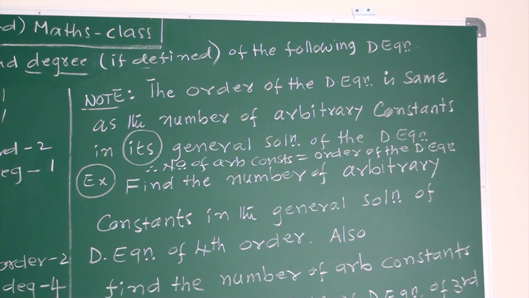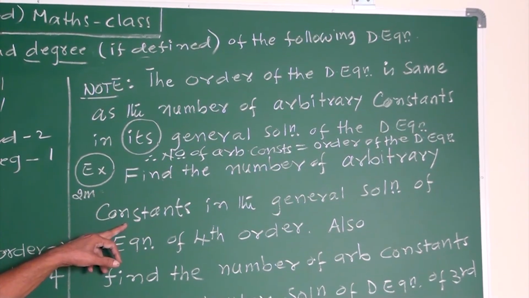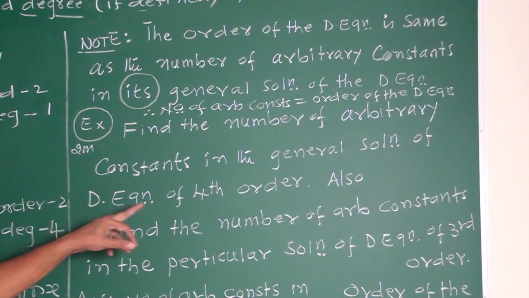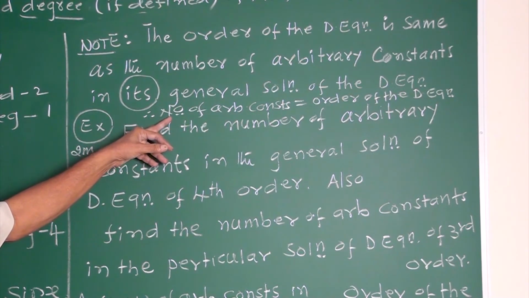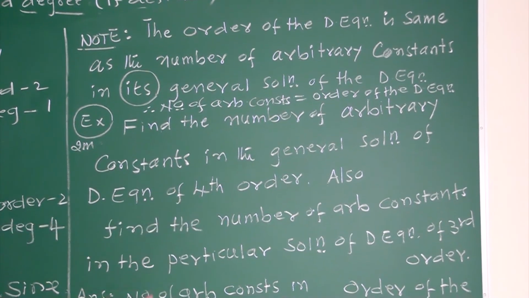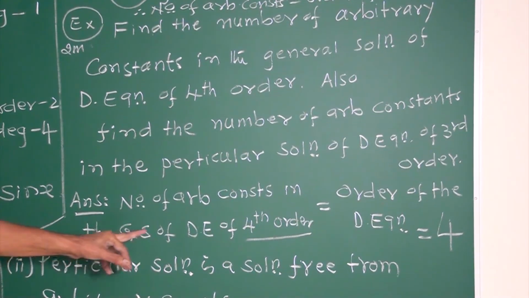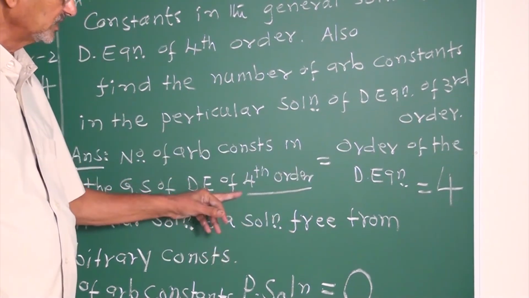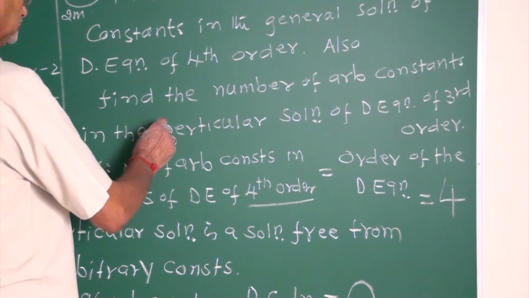This is one example that will also come under 2 mark questions. Find the number of arbitrary constants in the general solution of a differential equation of 4th order. The number of arbitrary constants equals the order of the derivative. What is the order? 4. Therefore, the number of arbitrary constants in the general solution of the differential equation of 4th order is 4.